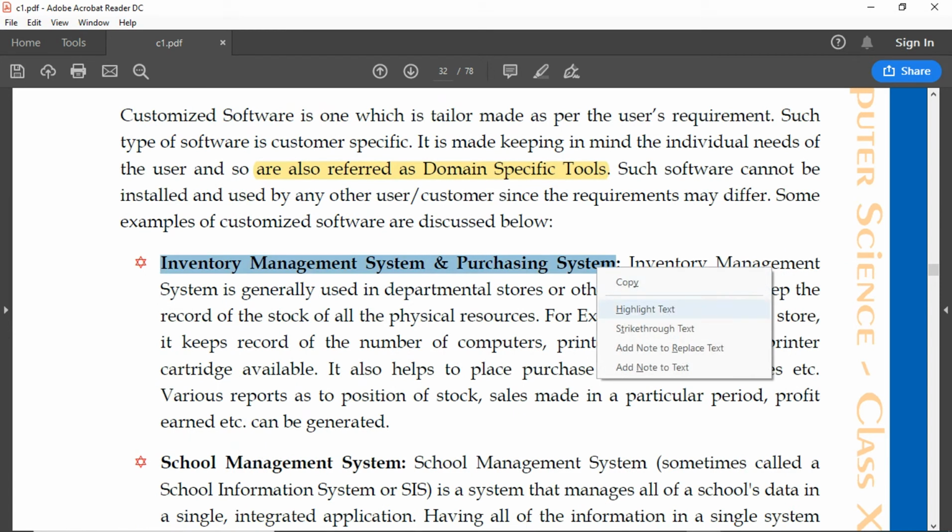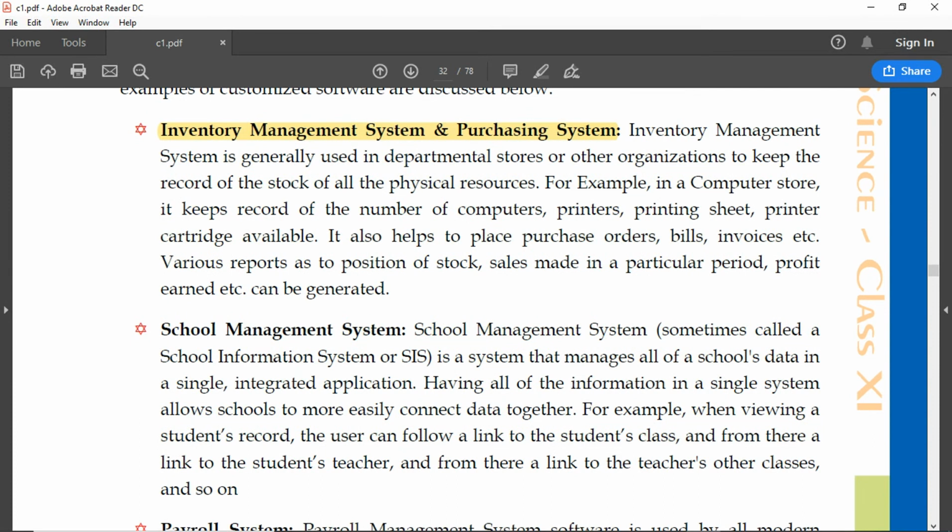Inventory management system and purchasing system. Inventory management system is generally used in departmental stores or other organizations to keep the record of the stock of all the physical resources. For example, in a computer store, it keeps record of the number of computers, printers, printing sheets, and printer cartridges available. It also helps to place purchase orders, bills, invoices, etc. Various reports as to position of stock, sales made in a particular period, profit earned, etc. can be generated.